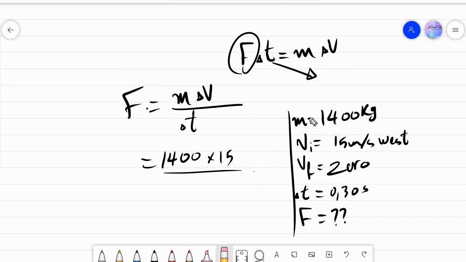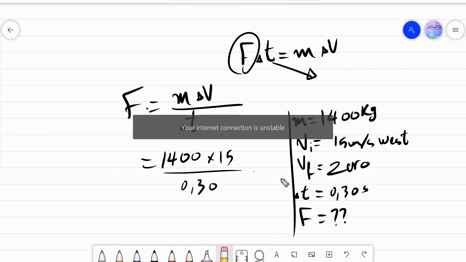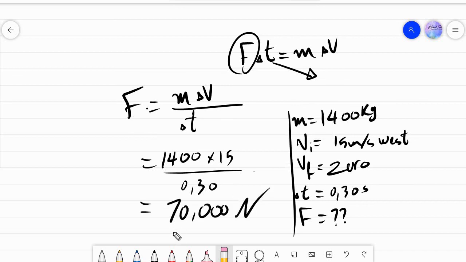Now delta t is 0.30. By calculator, it equals at the end 70,000 newtons. We can say it like that: 7 times 10 to the power 4 newtons. The same. That is the force, guys. What about the direction? The direction will be the opposite of this direction.